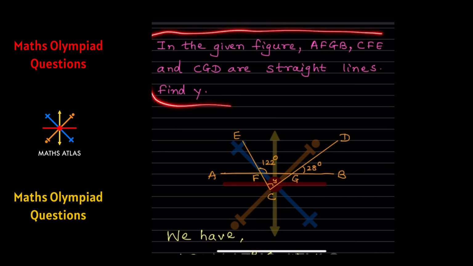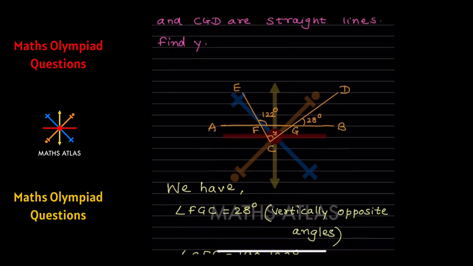So here is the question given over here. In the given figure, AFGB, CFE, and CGD are straight lines, and we have to find out y. So this angle we have to find out, y. Let us see for the first one.